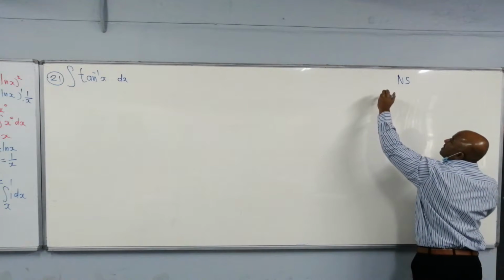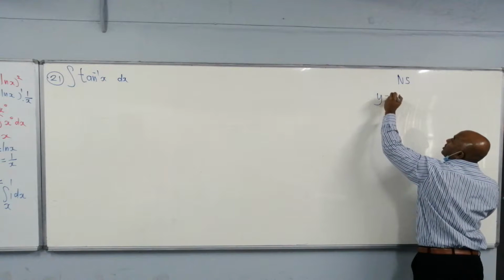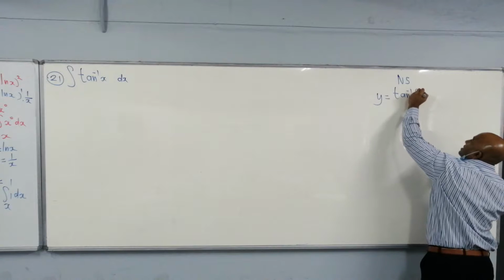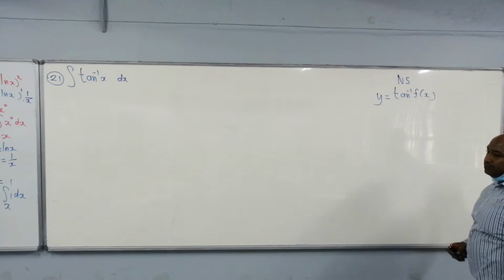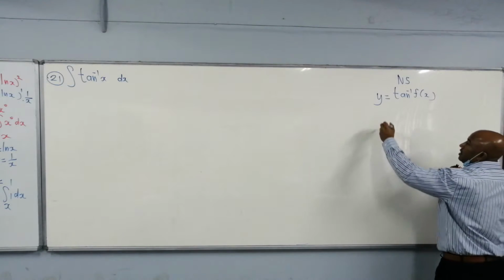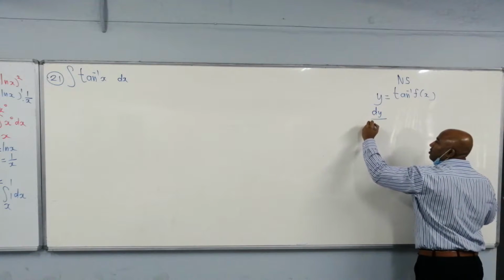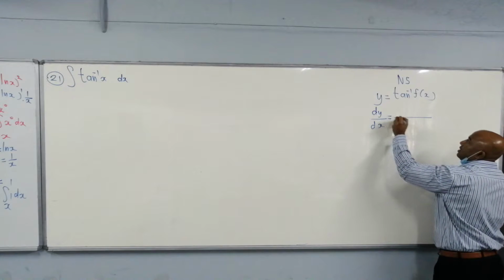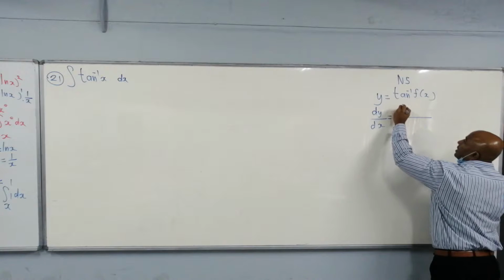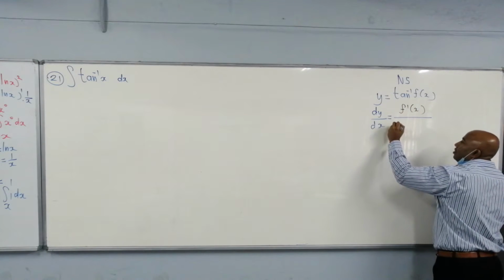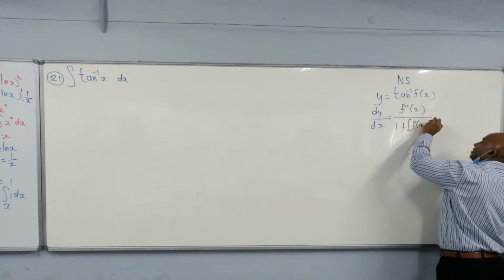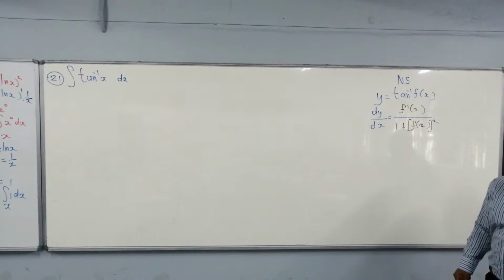So in N5 you had something like this here. y is equal to inverse tan f of x. Then you have to differentiate this here. The formula for dy over dx, the derivative of inverse tan f of x, is f prime x all over 1 plus f of x all squared. You'll find it on your formula sheet.